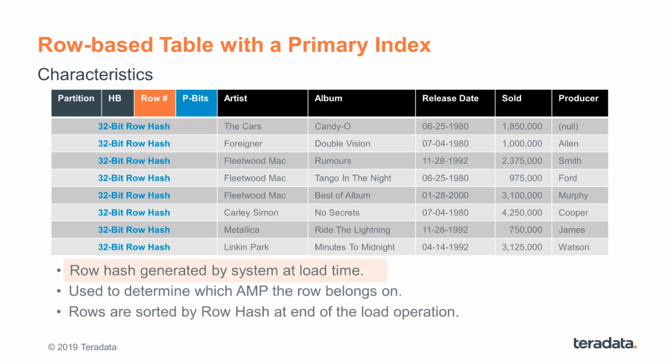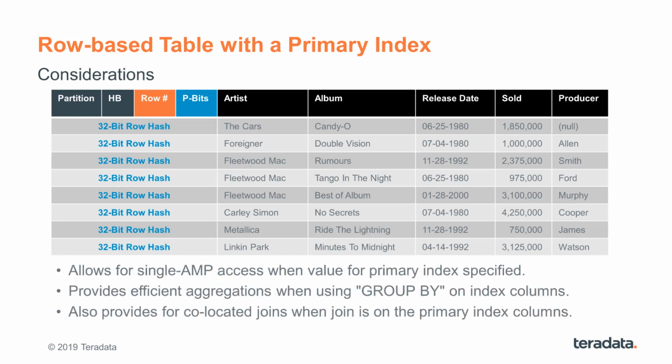As data is being loaded, this 32-bit row hash is stored with each row automatically. The first half of the row hash is used to find the amp who owns the data, and the full row hash is used to sort the rows within the amp. A later lookup of the row specifying the primary index column values will use the same information to locate the row on the amp. So what does this mean to you when you are dealing with row-based tables with a primary index?